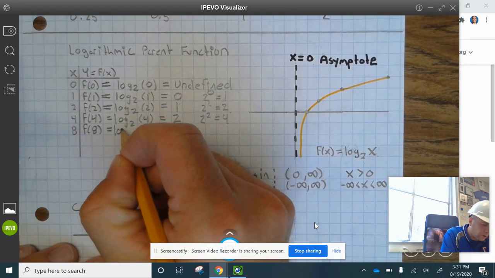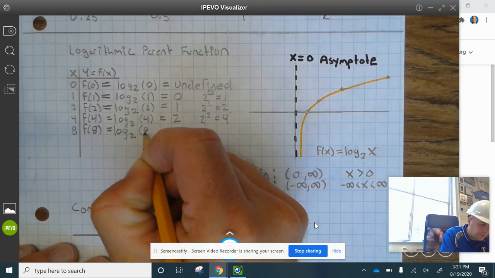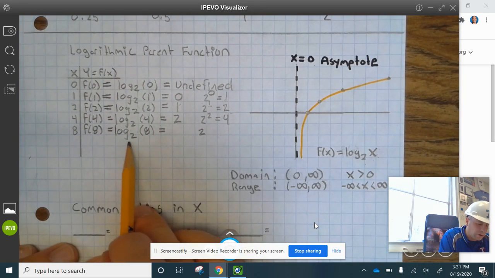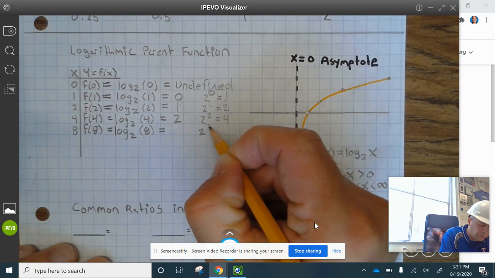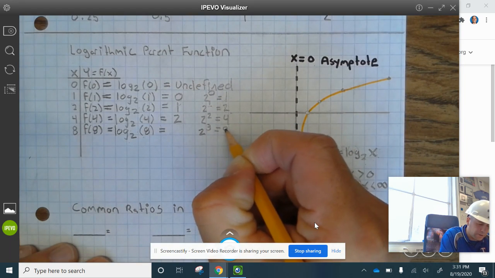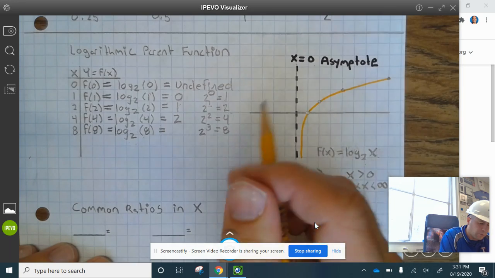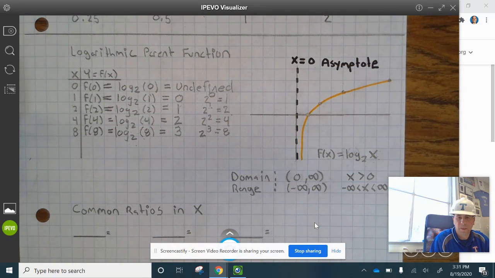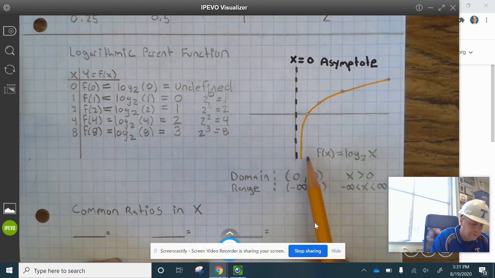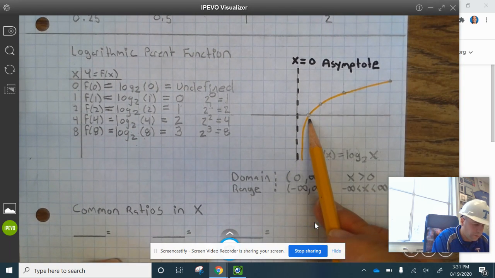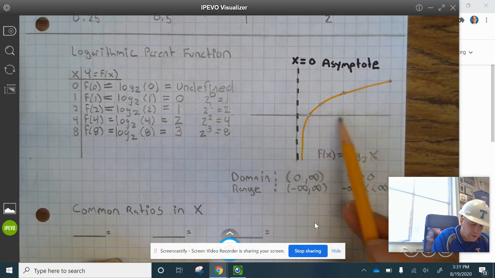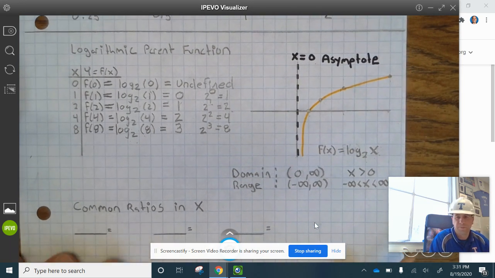And then log base 2 of 8 equals. So you ask yourself, 2 to what power gives you 8? Well, the answer to that is 3. So 2 to the third power equals 8. So log base 2 of 8 equals 3. Okay, let's verify these points. 0 is undefined. 1, 0. 2, 1. 4, 2. 8, 3.